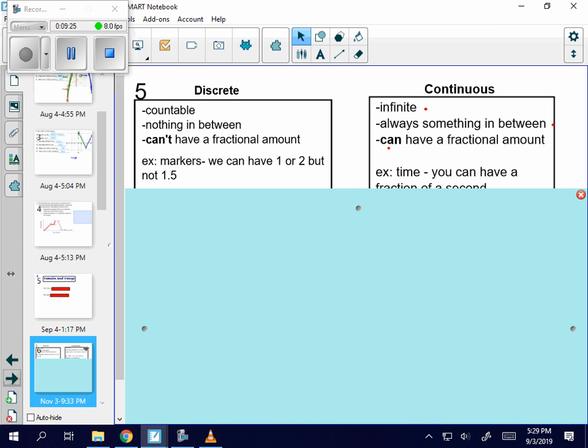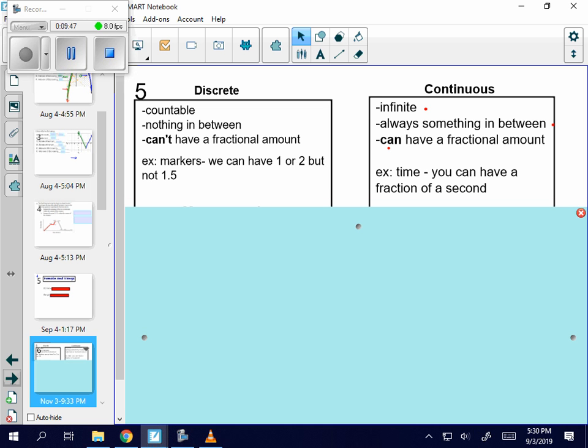For discrete, a good example would be markers. You can have 1 or 2 markers, but you can't have 1.5 markers. But with a continuous graph, time is a great example of something continuous. You can have half a second, a quarter of a second. You can have any amount of time you want. You can break it down into all the little infinite parts in between.